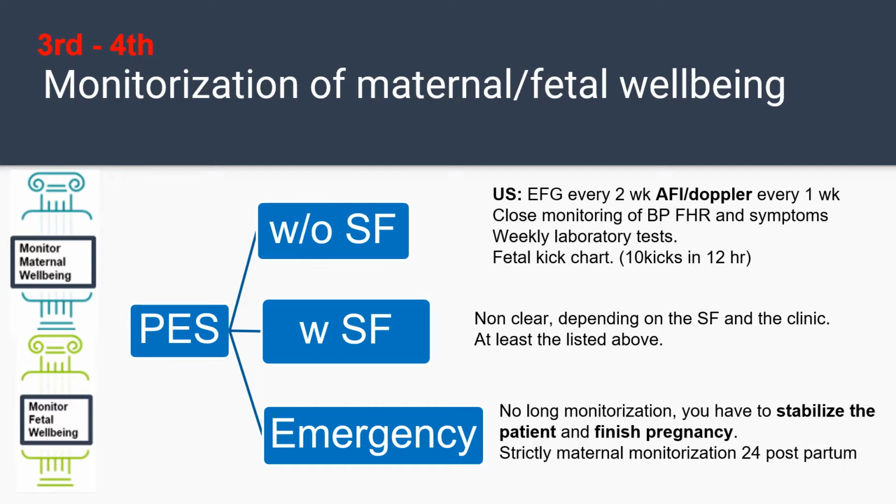So the third and the fourth pillar are very important, and they are the monitoring of maternal and fetal well-being. When you are in front of a preeclampsia without severe features, it's important to check the estimated fetal growth with an ultrasound every 2 weeks, the amniotic fluid index and the Doppler every week, and closely monitor blood pressure, fetal heart rate, the symptoms of preeclampsia, weekly laboratory tests, fetal kick chart, and all of those things. Most of the time, I think always, it's better for the patient to be admitted to the hospital, because if you try to control it as an outpatient, maybe you can have problems.